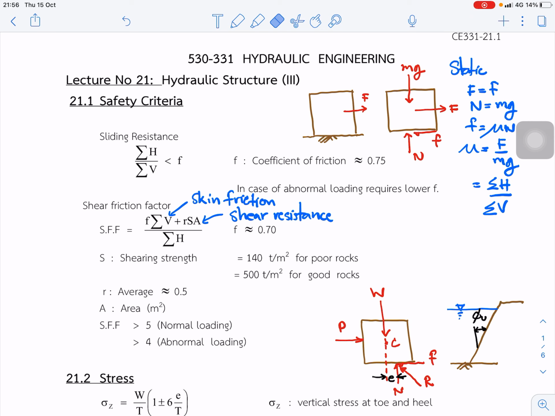Lecture number 21, Hydraulic Structure Part 3. Next section is the safety criteria to check the gravity dam.